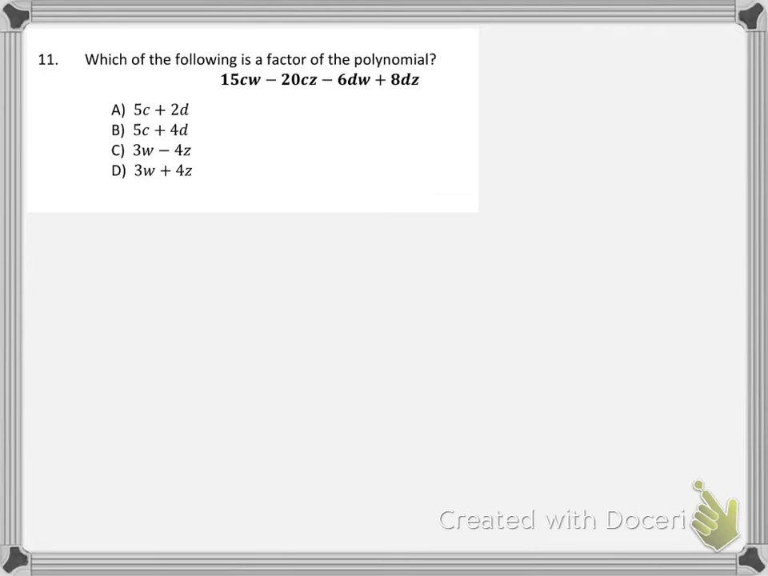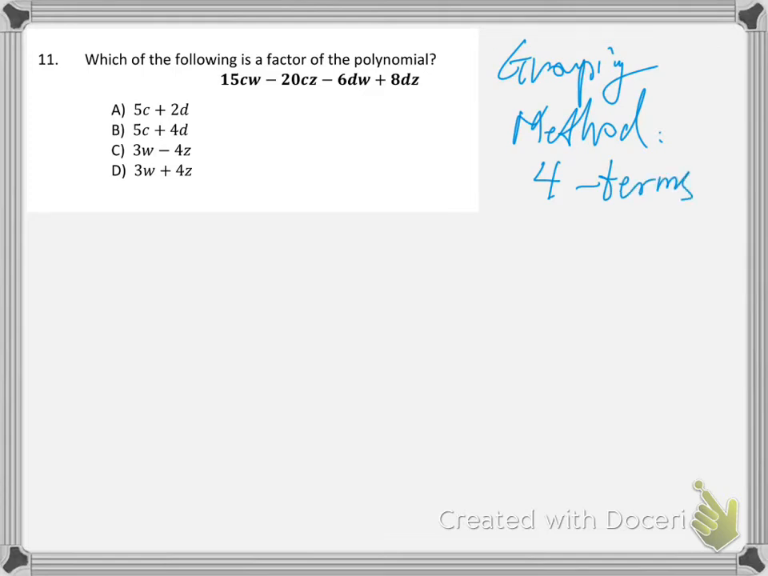The second factoring method is called the grouping method. The condition for the grouping method is that you have to have a four-term expression. The given question has four parts: 1, 2, 3, and 4 terms. Then you can use the grouping method, our second method.